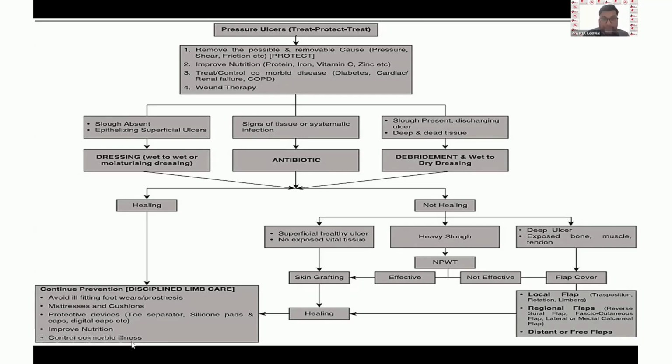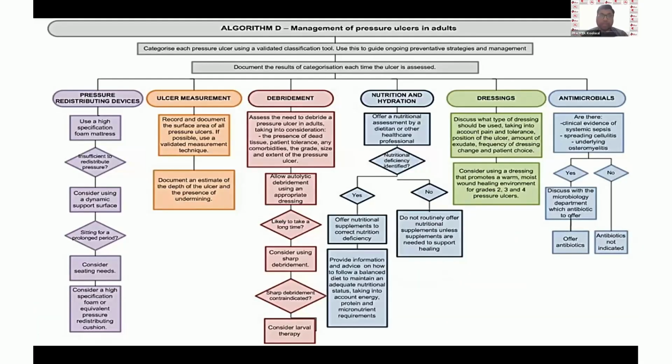control comorbid illnesses. If there is a non-healing part, then for superficial healthy ulcers with no exposed vital tissue, skin grafting is there. If heavy slough is there, negative pressure wound therapy is required. If that is effective, then skin grafting; if not effective, then go for the local flap. Okay. This is the whole algorithm. You can take a picture of it for the whole algorithm of the management of pressure ulcers.